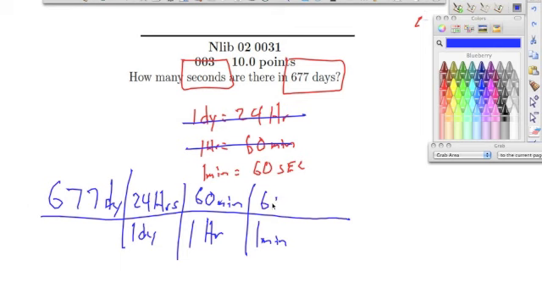And then all we end up doing is multiplying 677 times 24 times 60 times 60. And we should get an answer right around 5.849 times 10 to the 7th seconds. Now if you don't put it in scientific notation, that's fine. You can just leave it in the regular numbers and plug that into the computer.